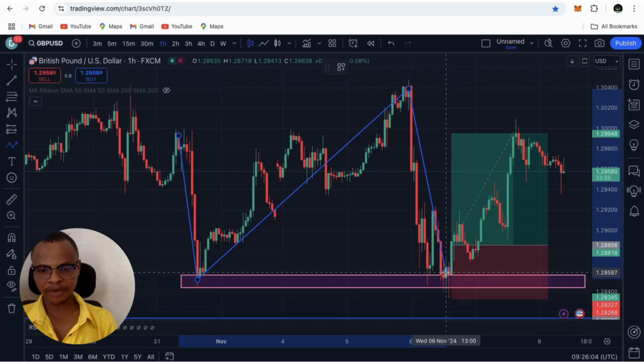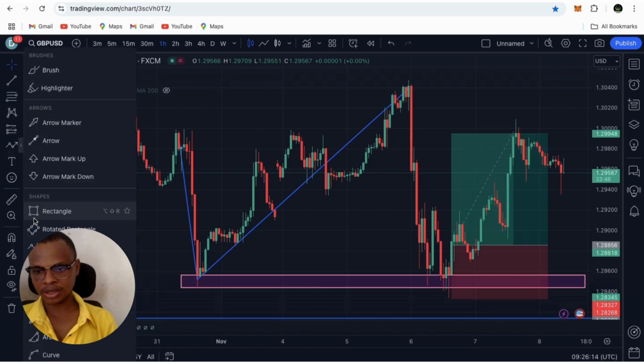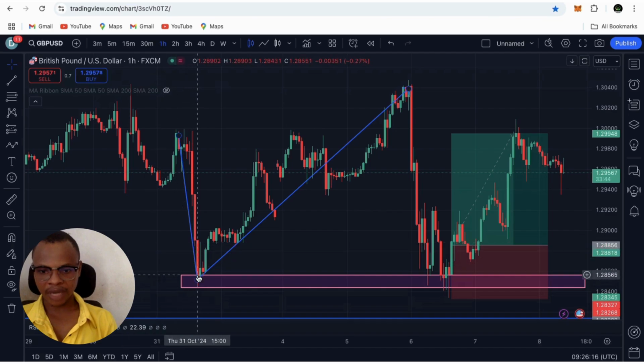Remember that I told you guys, whenever I see the first leg, what I will do is take my drawing tool. This is a regular drawing tool here. I'll mark the closing of the candle to the wick of it. I will extend it.